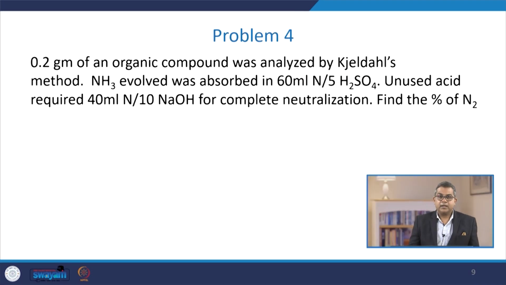Let us take another problem. In this problem, that is problem number 4, 0.2 gram of an organic compound was analyzed by Kjeldahl's method. Ammonia evolved was absorbed in 60 ml N by 5 H2SO4, and the unused acid required 40 ml of N by 10 NaOH for complete neutralization. Now your objective is to find out the percentage of nitrogen.